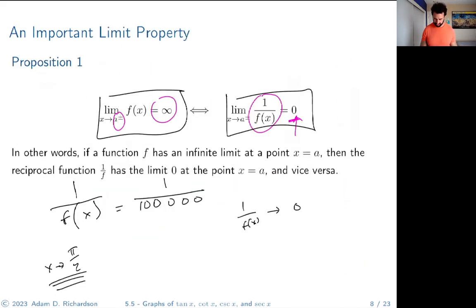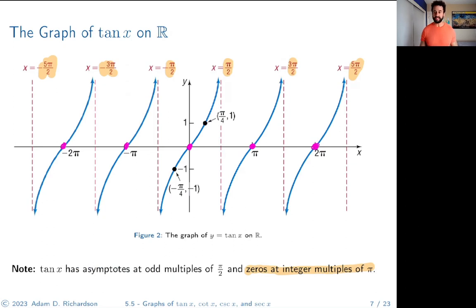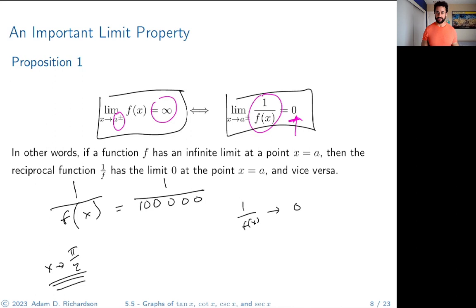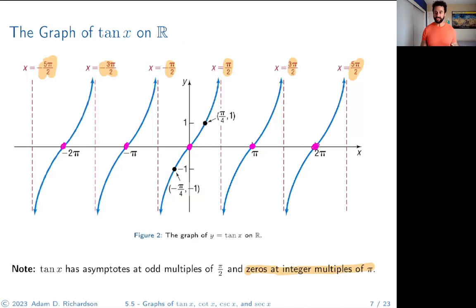Because that allows us to use, come back. It allows us to use the graph of tangent here to graph cotangent, because cotangent is just the reciprocal of tangent. So what this important limit property tells us is, when tangent has an infinite limit, cotangent is going to have a 0. And when tangent has a 0, cotangent is going to have an infinite limit. So all of these points of interest that we've marked here, all of these asymptotes and all of these zeros, the behavior of cotangent is going to be switched at those points.